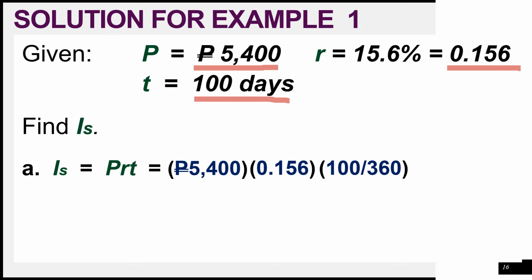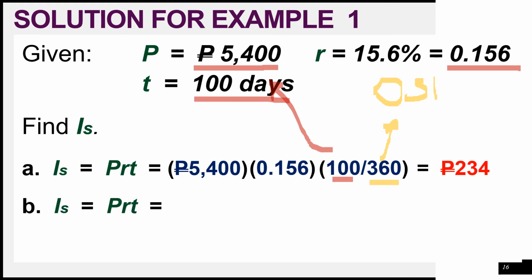Now, why is this so? The first one, the 100, is because our term is 100 days. The second one, the 360, is because we are solving this using the ordinary simple interest. Take note that when we're using ordinary simple interest, our number of days is approximate. Therefore, we only have 360 days. Multiplying all three, we will get the answer of 234 pesos.